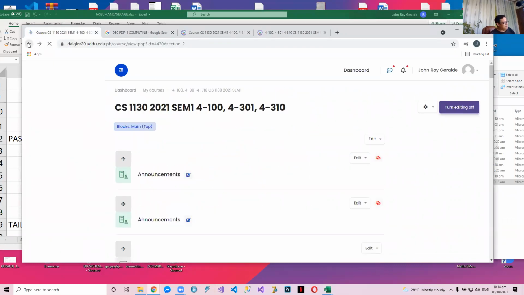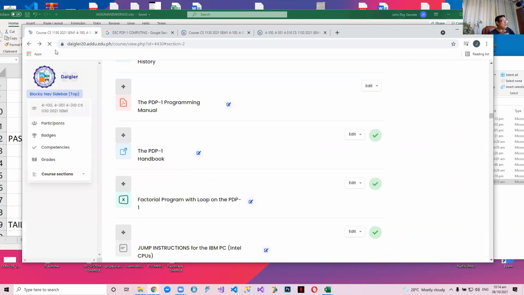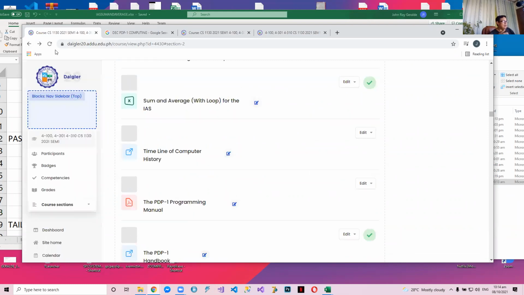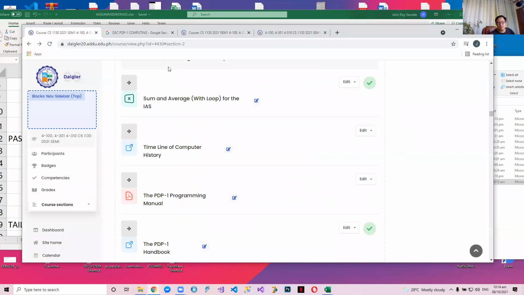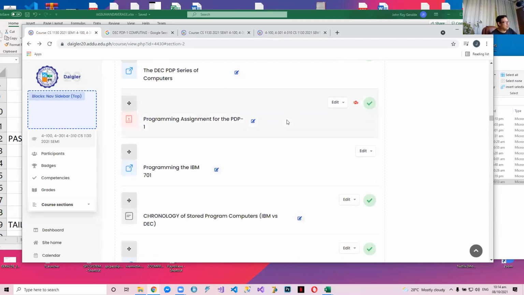Now, from the 1950s, because 1952 was when the stored program concept was established, to the 1960s, there are two dominant manufacturing companies. There are two tech giants. Now, we have a lot of tech giants, right? You have Facebook, you have Google, you have Microsoft. In the past, there were only two.